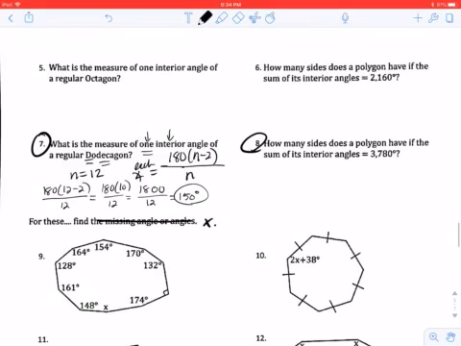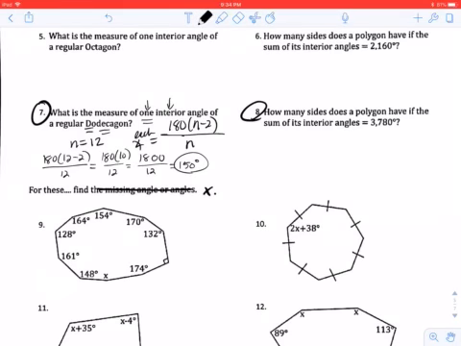Let's do number 8. How many sides does a polygon have if the sum of its interior angles is 3,780? So we don't know the number of sides. We just know that the sum is this big number here. The formula for the sum is 180 times n minus 2. Maybe if I tell you 5,000 times, you'll remember it.